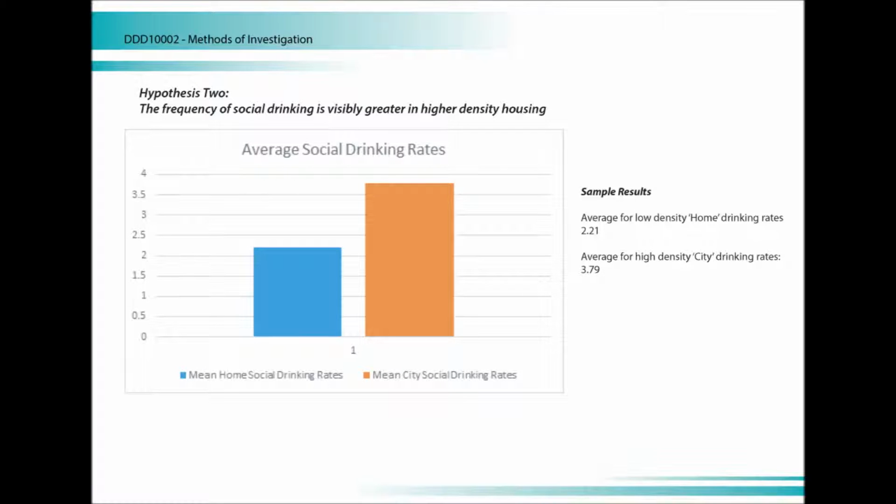Hypothesis 2. The frequency of social drinking is visibly greater in higher density housing. Here we saw a clear and distinctive change in the volume of social drinking. Negative associations aside, this demonstrates a positive social impact of higher density living in comparison to lower suburban homes, and we supported our initial hypothesis.